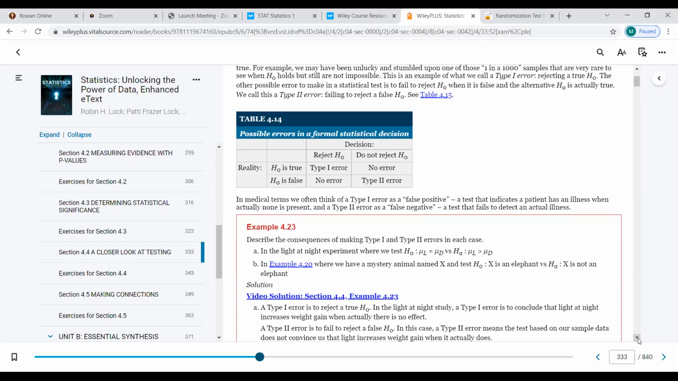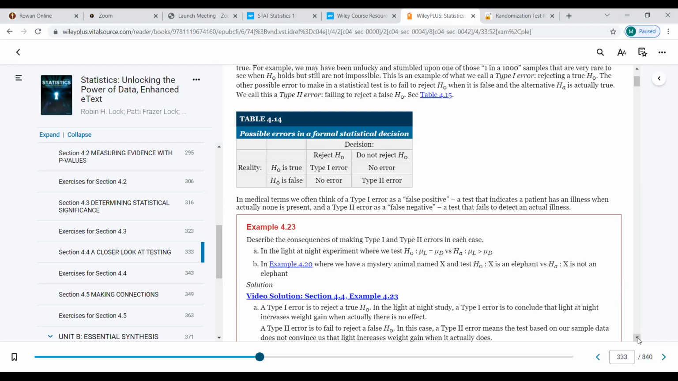A false positive means that you get a positive test and yet you don't have COVID. In other words, the null hypothesis is that you don't have COVID. The alternative hypothesis is that you do have COVID. So the test is rejecting the null hypothesis, but the null hypothesis is actually true. You don't have COVID. That's called a false positive, and that's a type 1 error. So a type 1 error is also called false positive in medical terms.